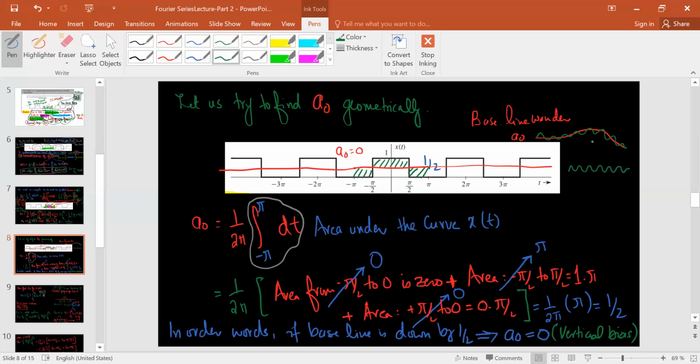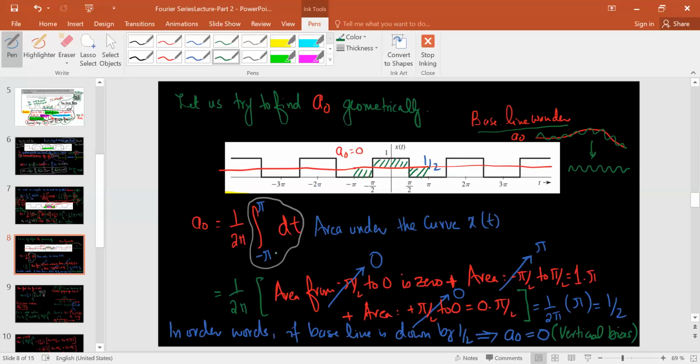So in order to convert this into this one, you have to remove this red line, and this red line is your DC line, or we can call it baseline wander. So this DC line has to be removed. So your a naught has to be removed. In this case, if I remove the a naught, then the signal will go along the red line.